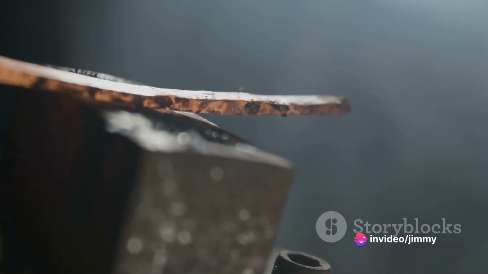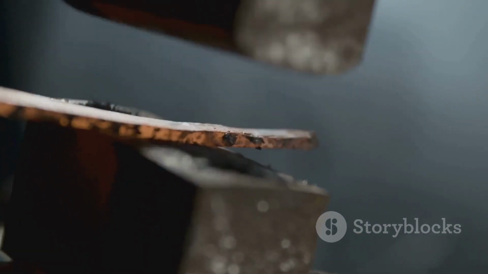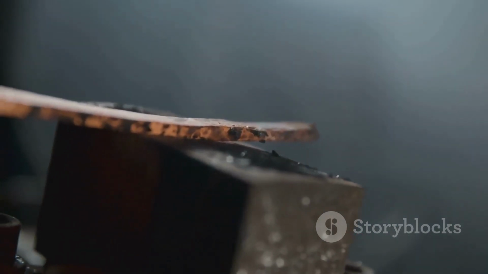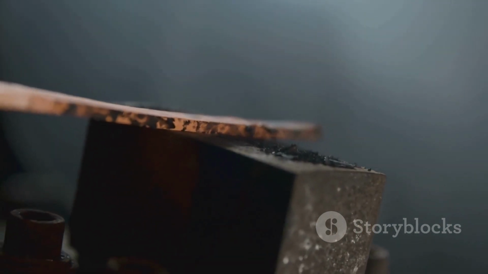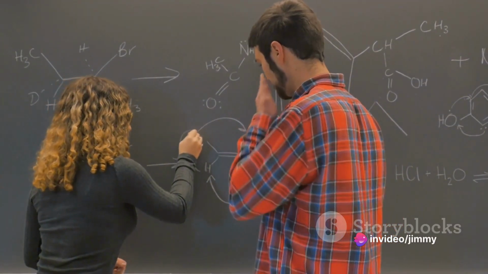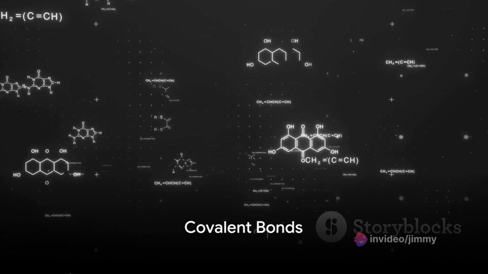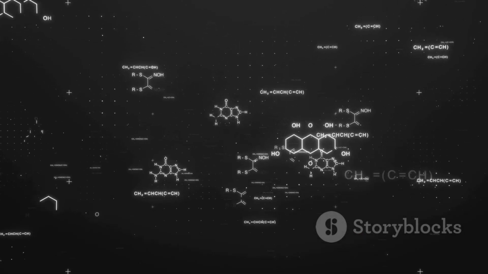When a force is applied, the ions can slide past each other without breaking the bond, because the electrons can readjust around them. Now, not all metallic bonds are the same. The strength varies depending on the number of free electrons and the size and charge of the metal ions. So, metallic bonds are the life of the party, with electrons free to move around. Groovy, right? And finally, we have covalent bonds, the bonds that believe in sharing.